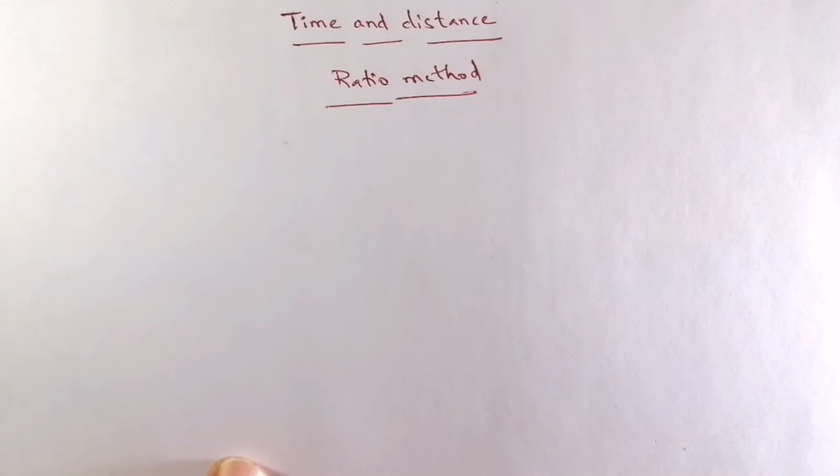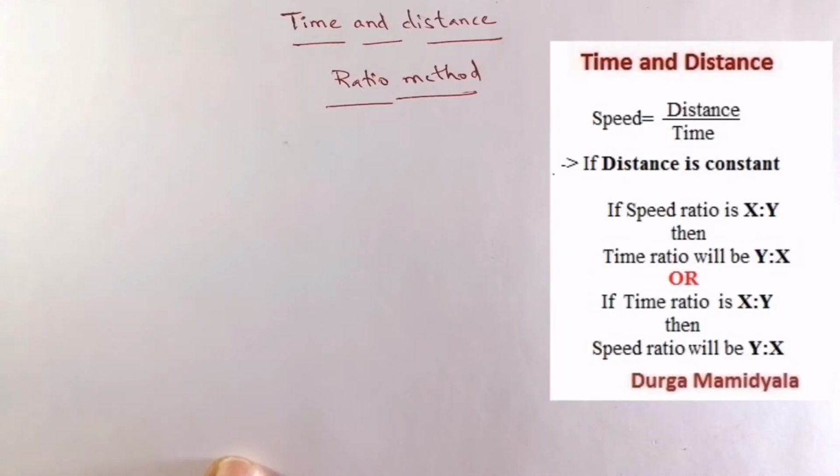In this lecture, we are going to discuss the ratio method. We are studying time and distance. Please look over my previous lecture for a better understanding. We have discussed time and distance in the previous lectures too, so please look over those lectures. And in this lecture, we are going to discuss the ratio method.